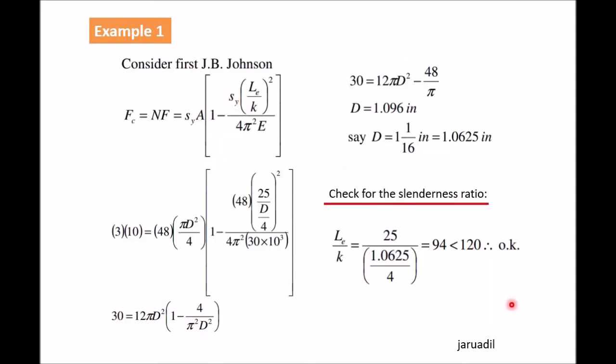Just like this one, using Johnson's equation and finding the diameter equal to 1.0625 inch, then we have checked for slenderness ratio. We got the value of 94, which is less than 120. Then, using this equation, satisfies this restriction, the slenderness ratio. So, that is okay.